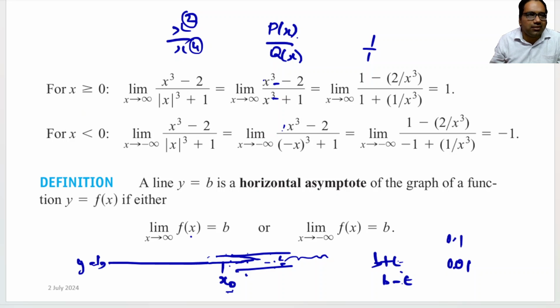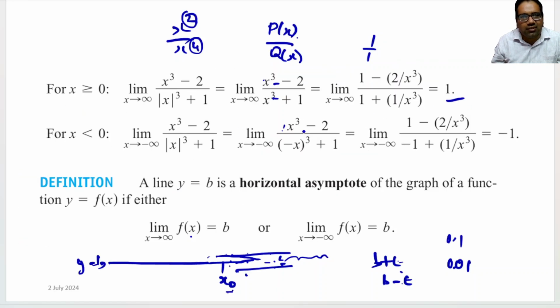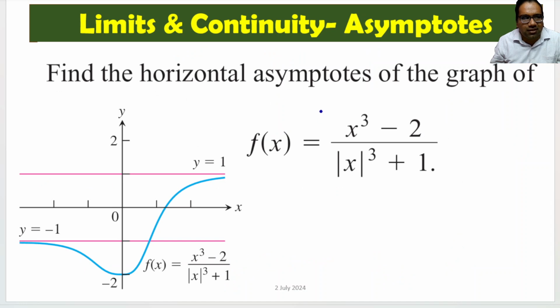Now, for this function, when x is greater than 0, we have y equal to 1. When x is less than 0, we have y equal to minus 1. So basically, how does this graph look? The graph looks something like this. As x approaches infinity, it is approaching the line y equal to 1. And as x approaches minus infinity, it is approaching the line y equal to minus 1.